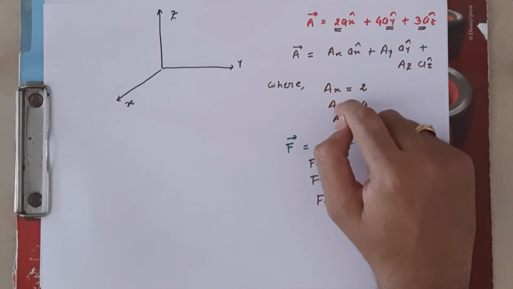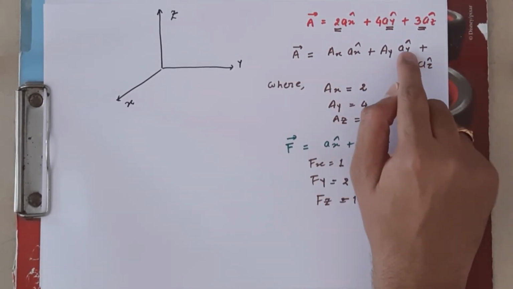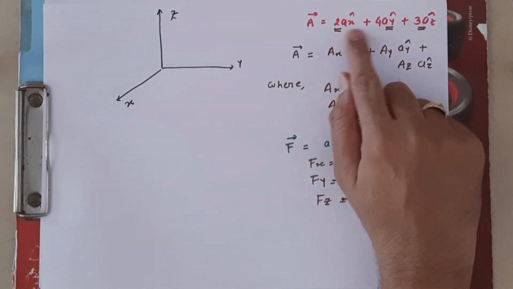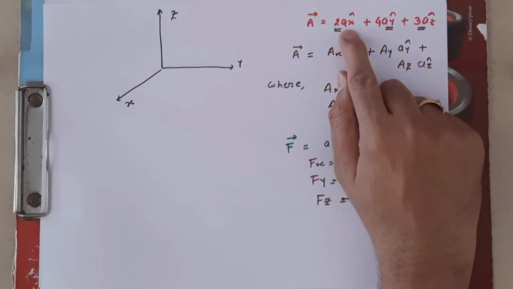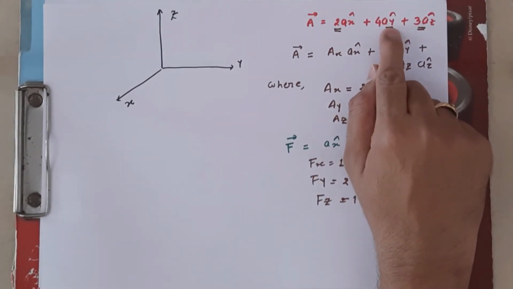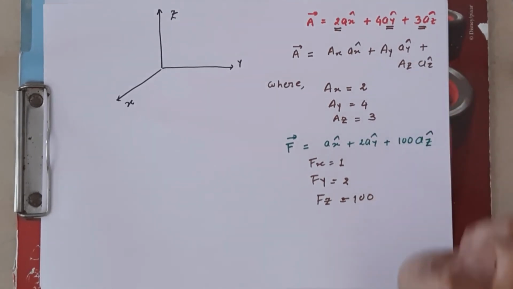Actually ax, ay and az are the weightage of the vector in the x direction, y direction and z direction. So what is the meaning of ax, ay and az? ax indicates the unit vector in the x direction, ay indicates the unit vector in the y direction, and az indicates the unit vector in the z direction.